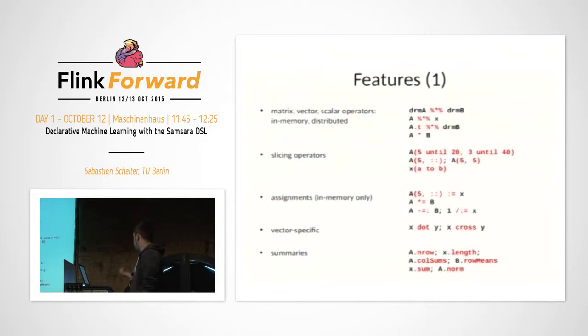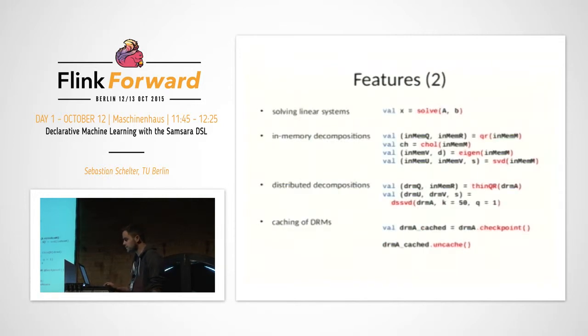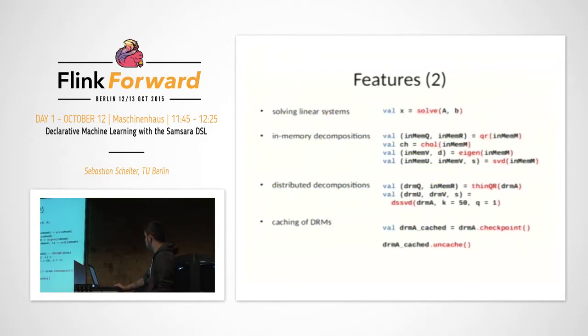And you have support for cross products and dot products and standard summaries. Furthermore, there's some machinery for working with matrices, the usual stuff. So there's a solver for linear systems. There's a set of the most common in-memory decompositions, like eigendecomposition or SVD. There's even a few distributed decompositions that work on the large matrices that live in the cluster, like a specialized QR decomposition or a stochastic SVD. And you can also hint the system a little bit by telling it to cache and checkpoint certain matrices if you want to do a sequence of operations on that.